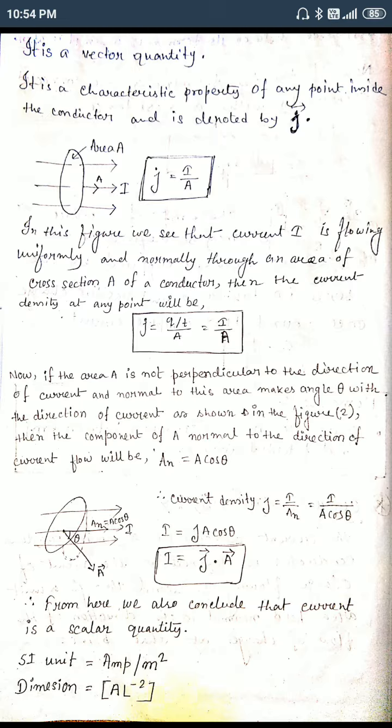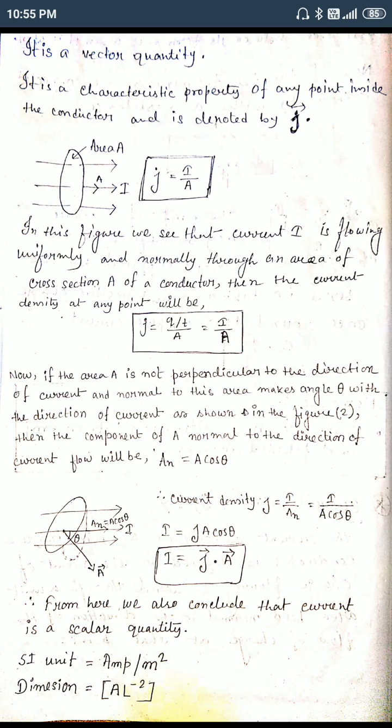But if the area vector is not in the same direction as the electric current, and makes an angle theta with the direction of the current, then we consider the component of the area vector which is directed in the same direction as the current. That component is A cos theta, which is represented in the diagram by AN. From that concept, J equals I by A cos theta. So I equals J A cos theta.